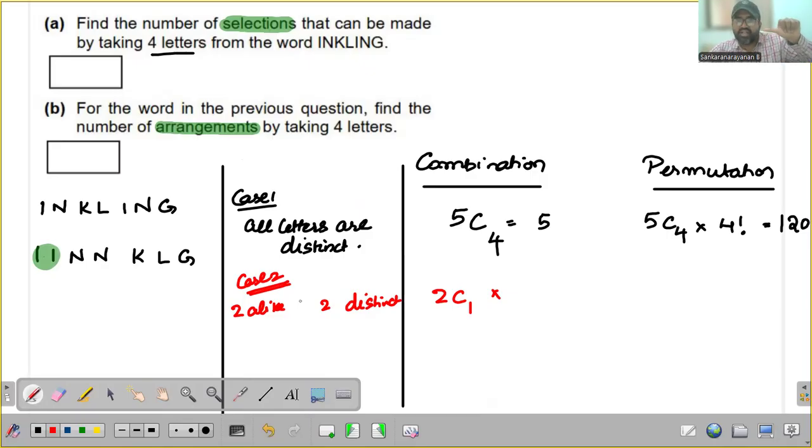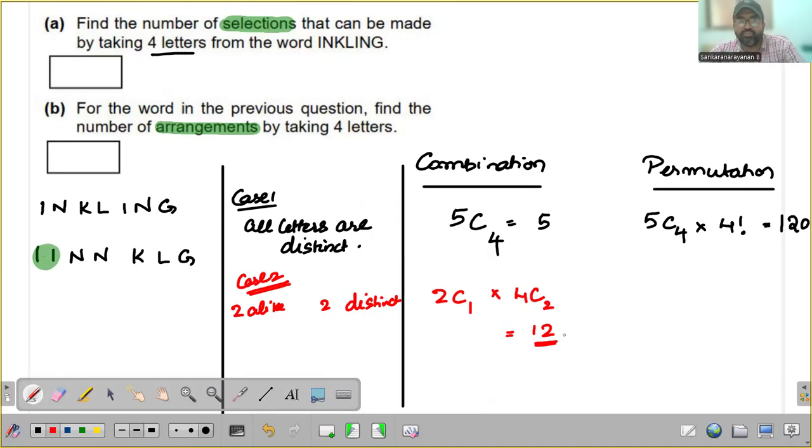Remaining I have is 1N, 1K, 1L, and 1G. Decide which 2 you have to select. The number of ways you can do it will be 4C2. So the total number of ways will be 2 into 4C2. What is 4C2? 4 into 3 by 1 into 2, 6 it will come. 6 into 2, you can see this results in 12. So the number of ways you can select the letters is 12.